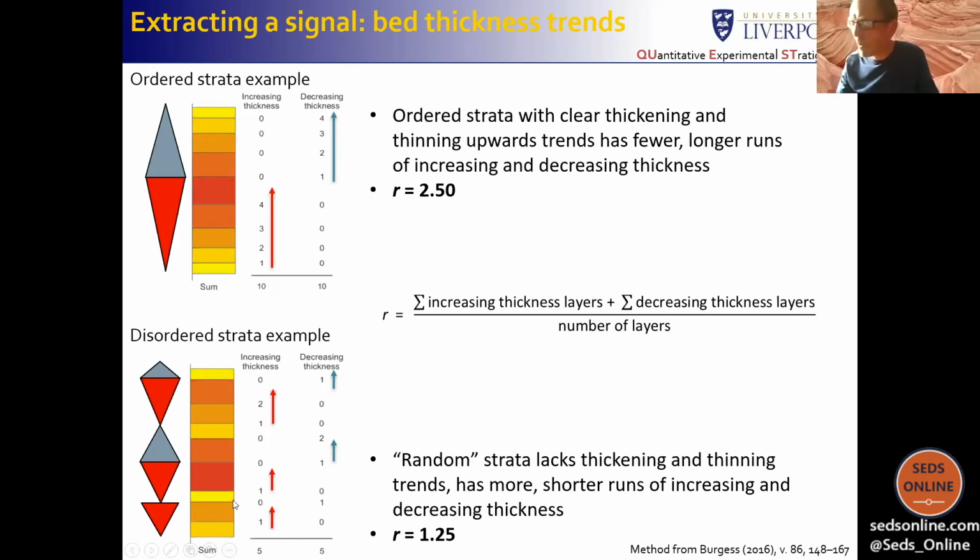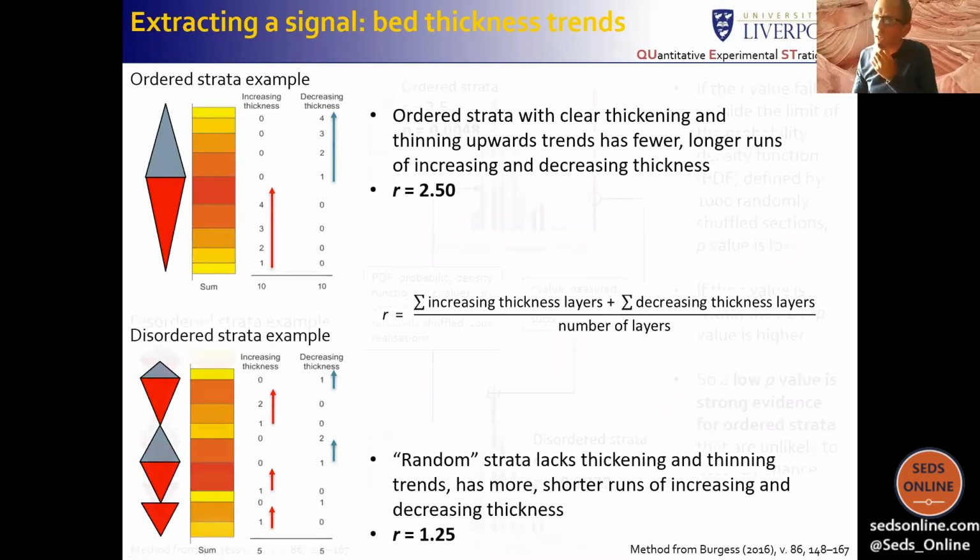So here there's just a random stack of thicknesses. In that case, for the ordered one, it's the R value that we calculate. This statistical metric is 2.5. For the disordered example, it's 1.25, right? And the difference between those numbers is essentially distinguishing between an ordered and a disordered case.